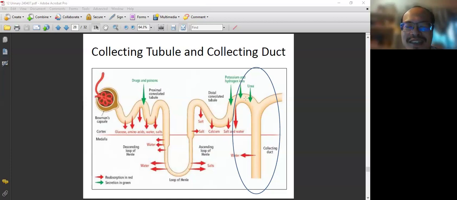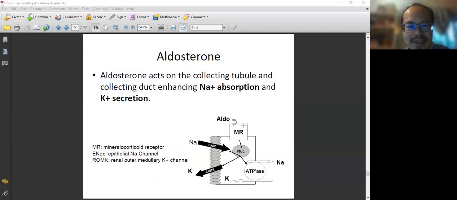So what is the feature about the distal? The feature about the distal is that this is where hormones act on. We have two hormones that act on the nephron, the aldosterone and the ADH. So this is where the hormones act on.